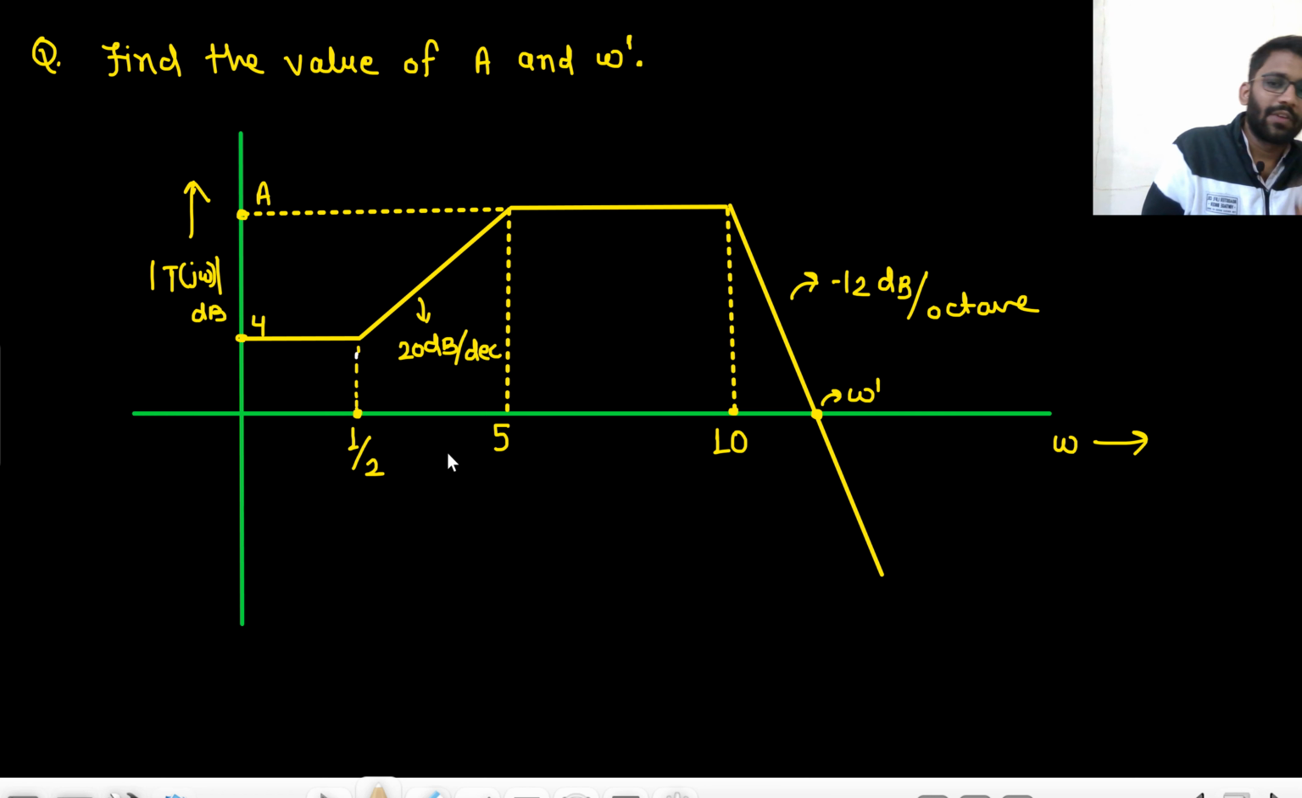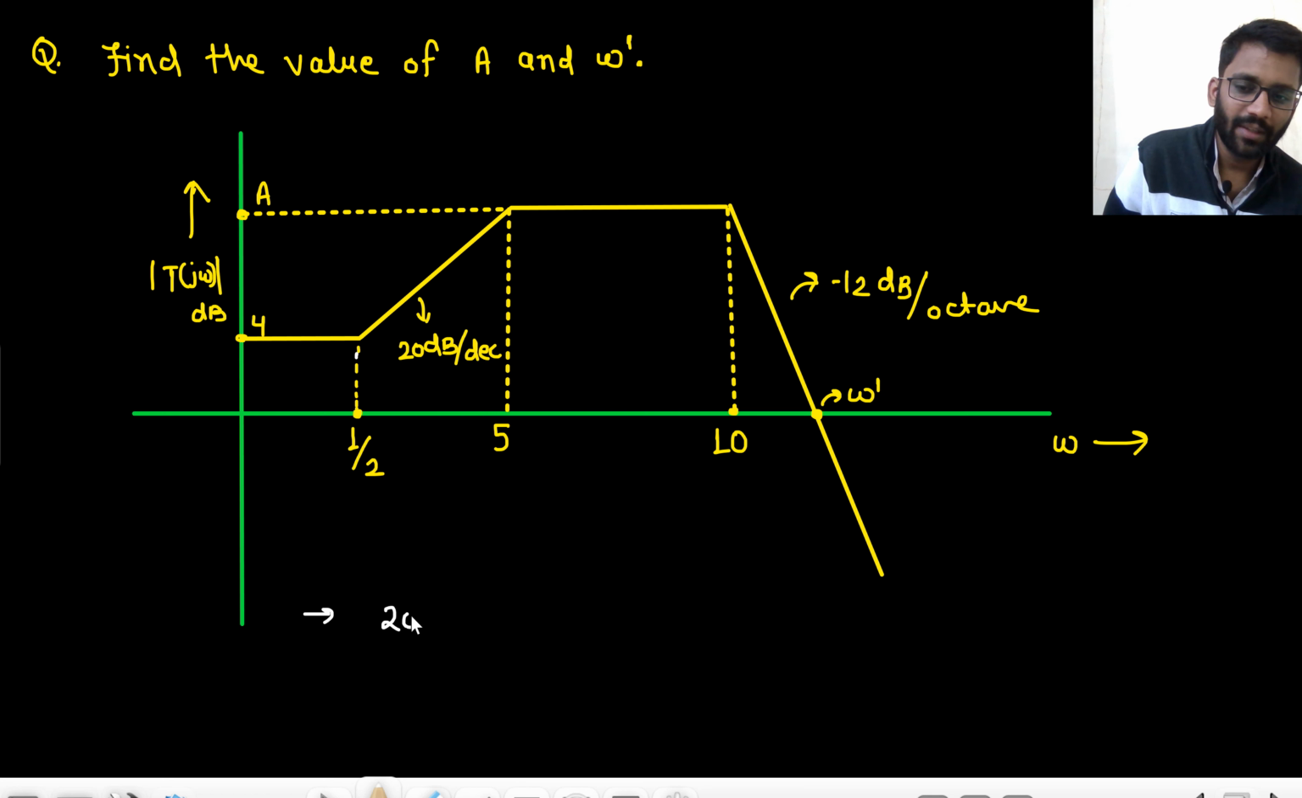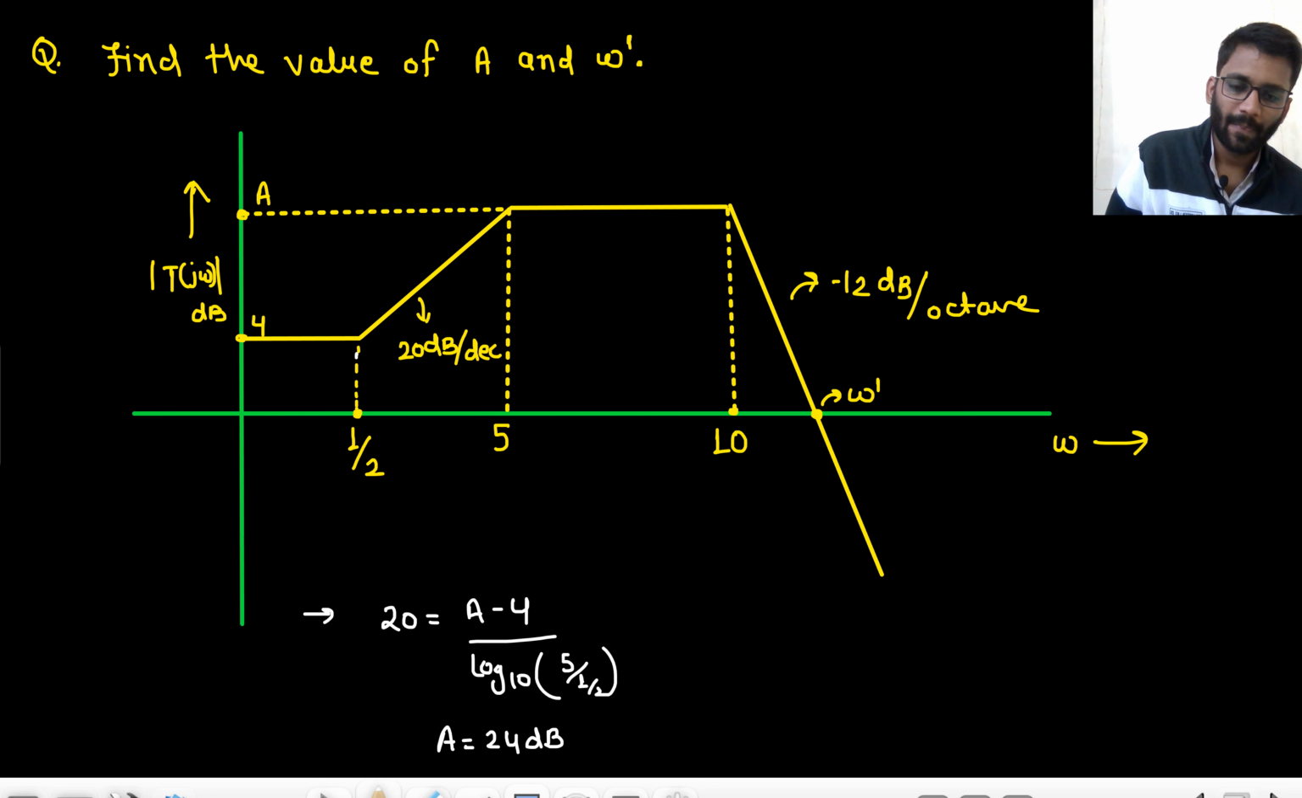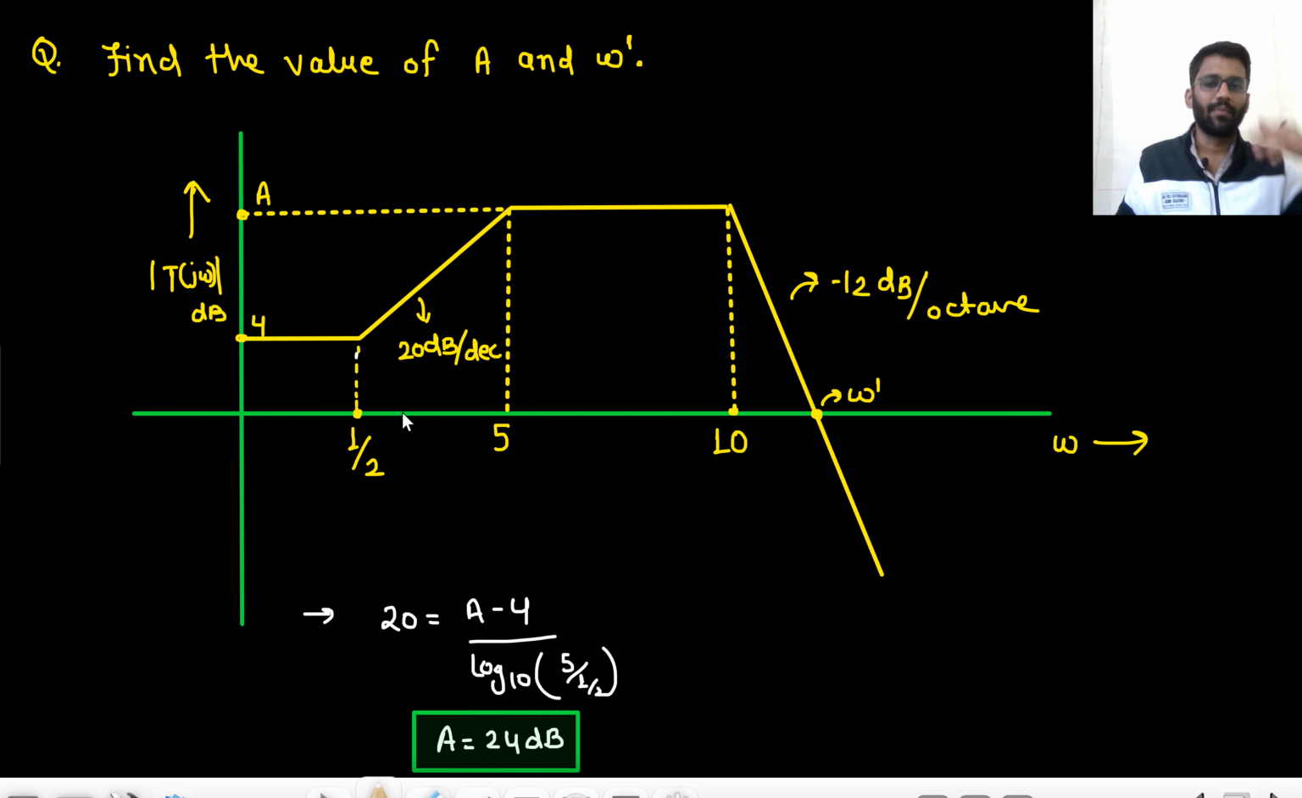So tell me the value of A in this question. There is a 10x growth in the frequency, so the gain will be 20 dB more, because the slope here is 20 dB per decade, right? How can I find the value of A? The slope is 20 dB per decade, so (y2 minus y1) over log 10 of (x2 by x1), that is (A minus 4) over log 10 of (5 by 1 by 2), so A will be 24 dB. Or you can say that 20 dB per decade means there is a 10x growth, so the gain will be 20 dB more. Now this point is 24 dB.